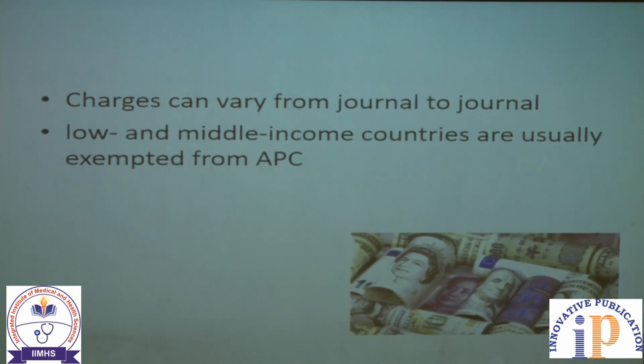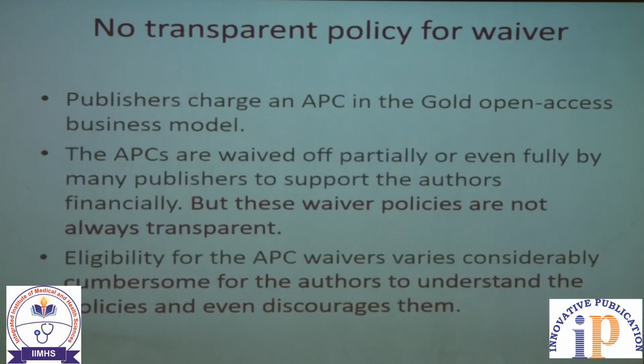And also the low and middle income countries are usually exempted, and there are some riders. So there is no transparent policy for the waiver, and the publisher charges an APC in a gold open access business model, and it can be waived off partially or fully, but there is no transparency, and you have to apply, you have to ask for the waivers. So also it is very cumbersome to understand the policies, and sometimes the authors get discouraged from asking for the waivers.